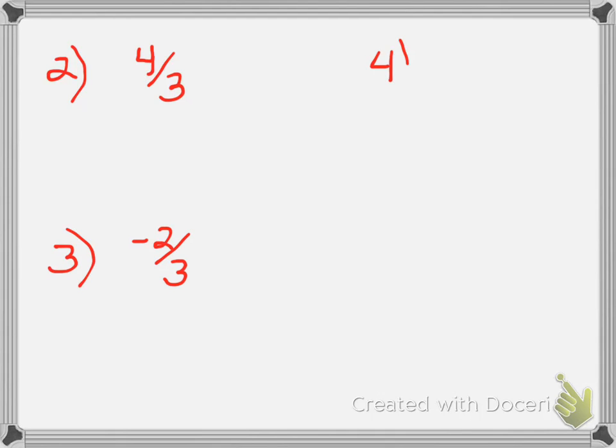Okay, so example 2 should have gotten 4/3. Example 3 should have gotten negative 2/3. Example 4 should have gotten an even 14. And example 5 should have gotten 1. Let's take a look at example 6.